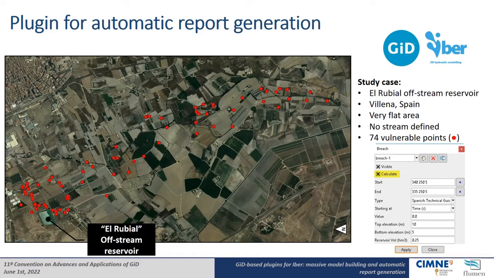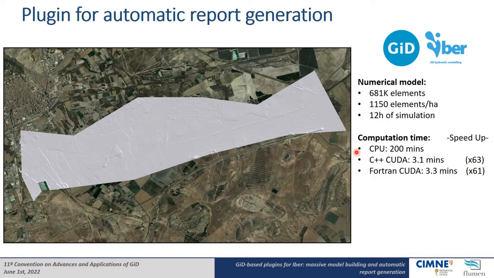Here we can see the static case of El Rubial, a pond placed near Villena village in Spain. In this case, 3 different scenarios were evaluated, the red dots being the location of the vulnerable ponds. This image shows the model domain and the topography of the study area. As we can see, this is a quite flat area with no defined stream. A fine mesh of around 600,000 elements was necessary to properly represent the hydrodynamics.